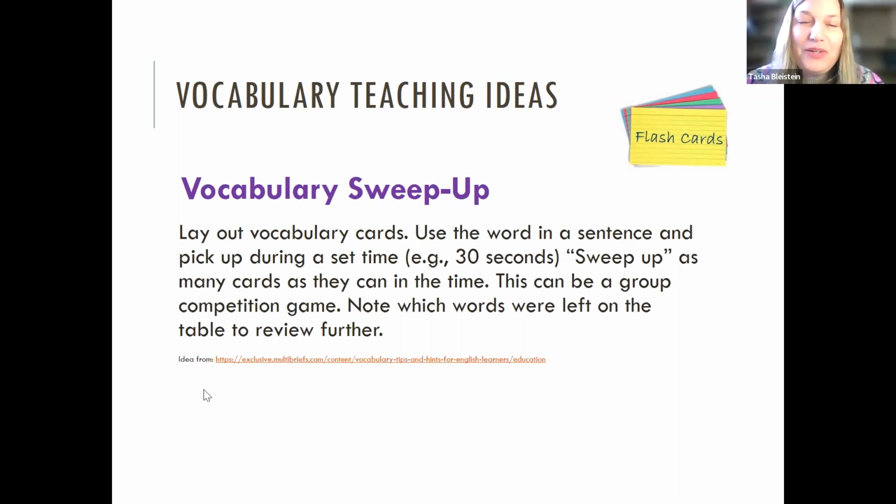Because remember, we need our learners to interact with these words maybe 10 times, 15 times. So we need to find creative ways to keep them interacting with the words.